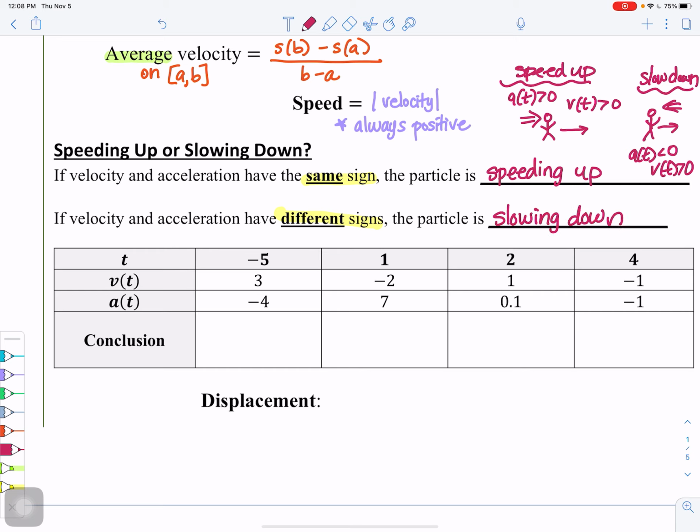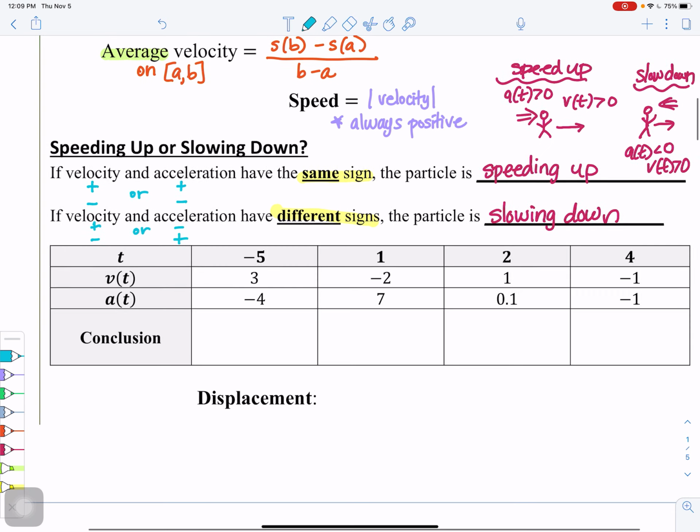Now, I want to make sure you understand that the velocity can be positive and the acceleration positive, or the velocity can be negative and the acceleration can be negative. Either of those can happen when the particle's speeding up. If the velocity and acceleration have different signs, like the velocity is positive and the acceleration is negative, or velocity is negative and acceleration is positive, we will be slowing down.